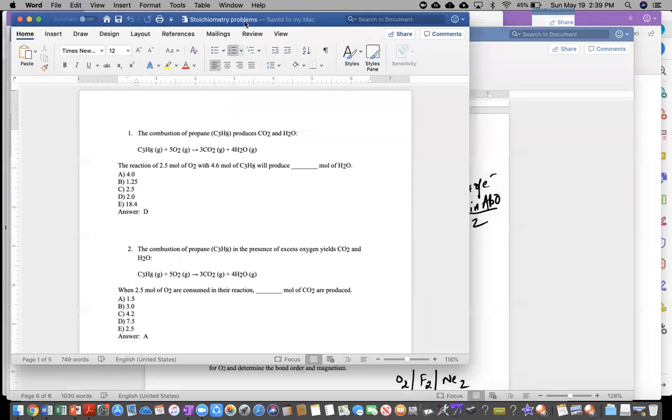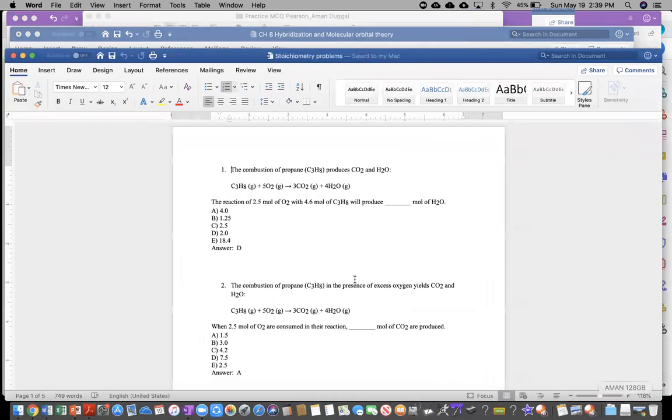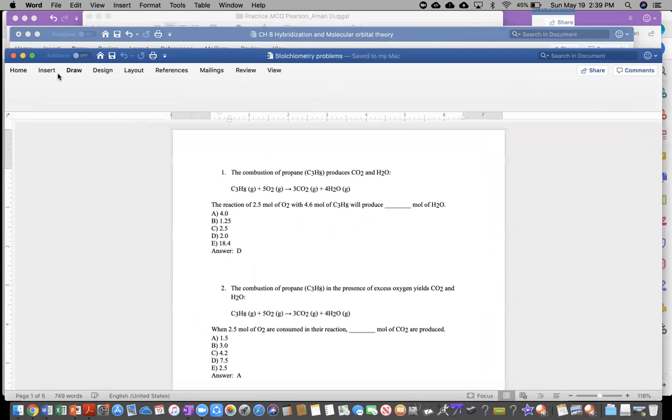This is a stoichiometry worksheet, a multiple choice worksheet for stoichiometry. The first question says if we have 2.5 moles of oxygen with 4.6 moles of C3H8, it will produce dash moles of water. So this is a stoichiometry question, right? Actually, no, what I was looking at is from the moles to atoms worksheet, but I did have a few questions on this worksheet now that I'm looking at it.